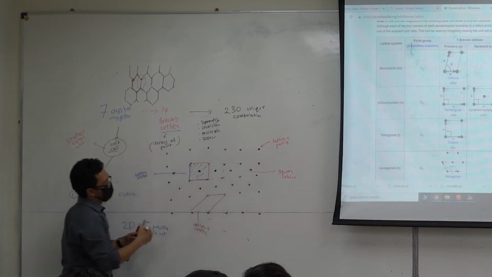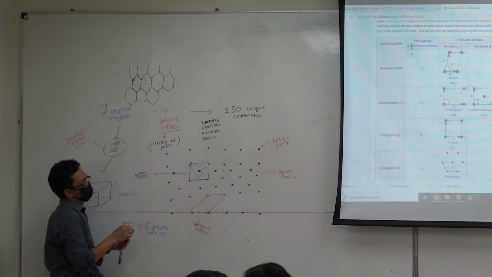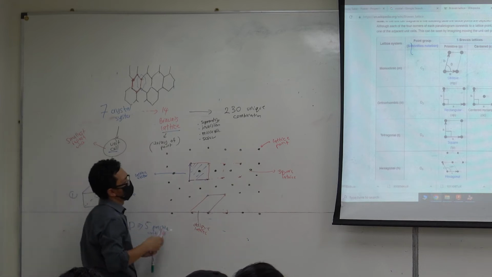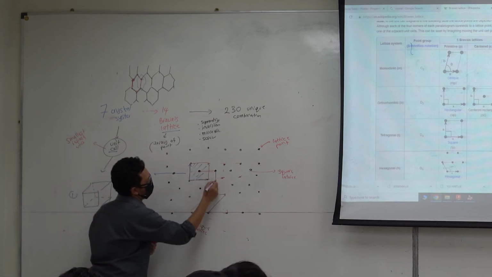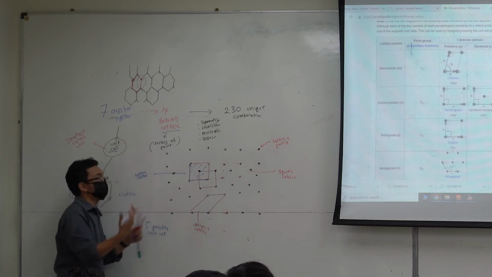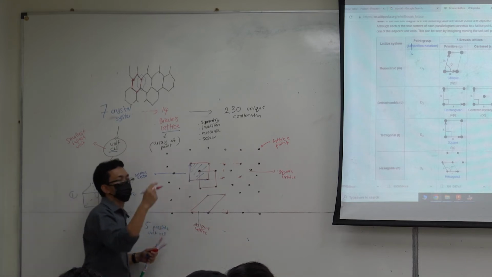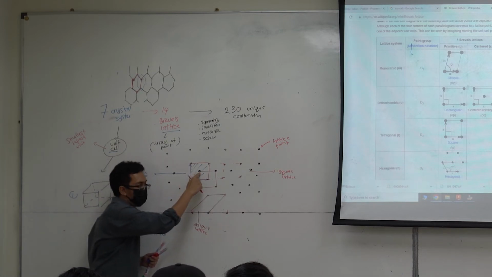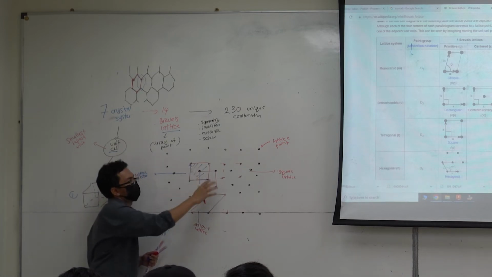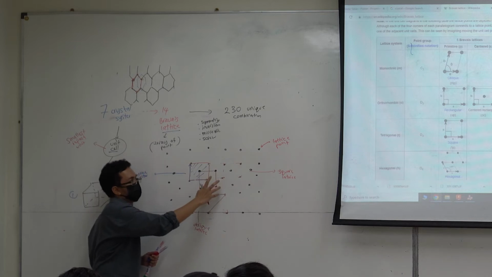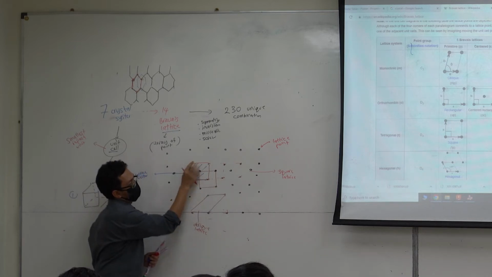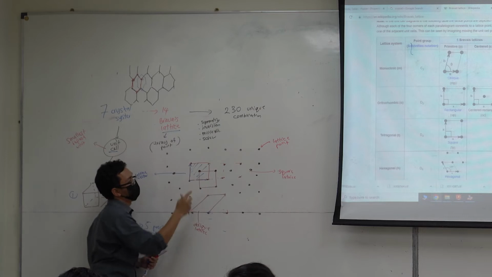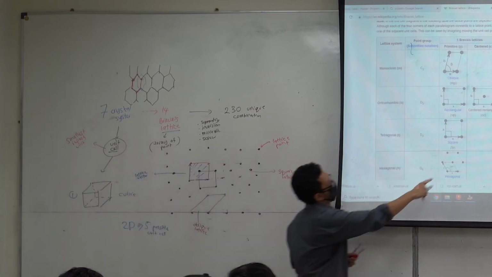Even though you have this, you can create another square here, another square here. It's the same thing. So that's why we don't have the center point for the square. Because if you have a center point for the square, you can translate into another unit cell. So instead of using this as a unit cell, you use this as a unit cell. That's why there is no center point for the square.